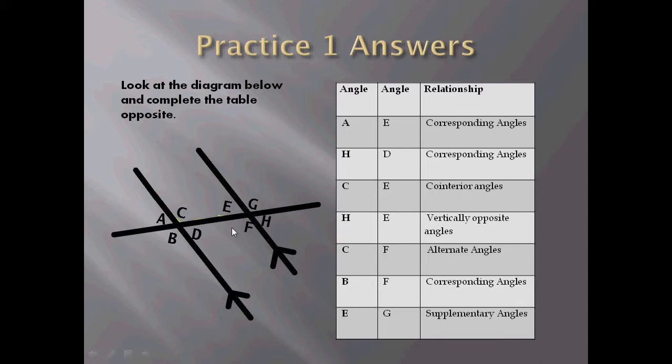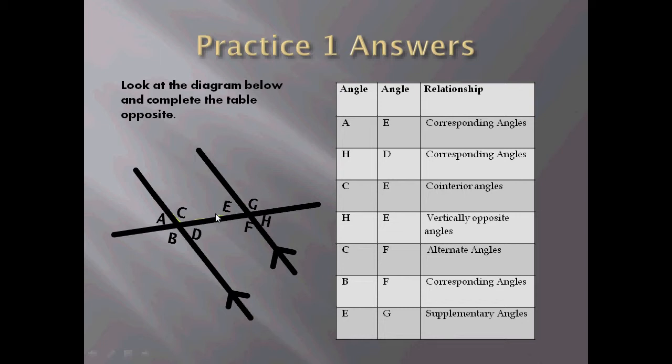H and E are vertically opposite. They're not touching, but they're vertically opposite a pair of lines if you just look at this one little section here. C and F, they're between the parallel lines on opposite sides of the transversal, so they're alternate angles. B and F are corresponding angles, they're in matching corners. And E and G are supplementary angles, they would make angles on a straight line.